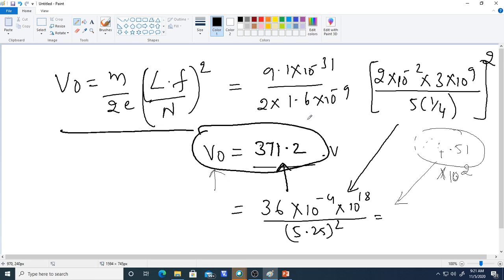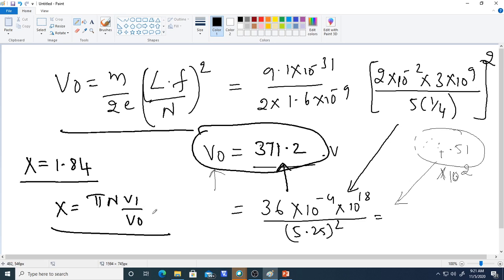Now for the maximum power output, we need to calculate what the maximum power output is. For that, the bunching parameter we already know, that is 1.84, predefined. You know the bunching parameter equation, given by pi n V1 by V0. So we can calculate V1, because we know V0. For n, we know it is 1 by 4th. Now calculate what V1 is.